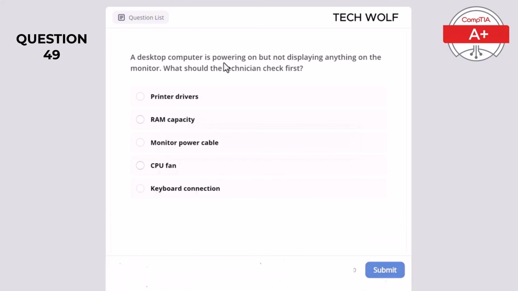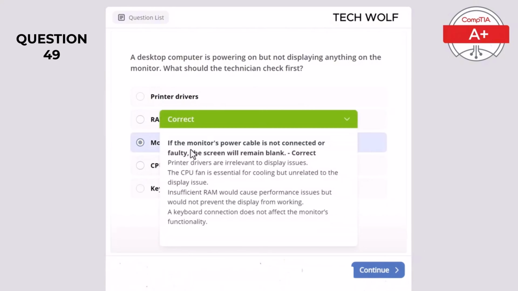A desktop computer is powering on but not displaying anything on the monitor. What should the technician check first? Printer drivers, RAM capacity, monitor power cable, CPU fan, or keyboard connection? And the correct answer here is monitor power cable. If the monitor power cable is not connected or faulty, the screen will remain blank.